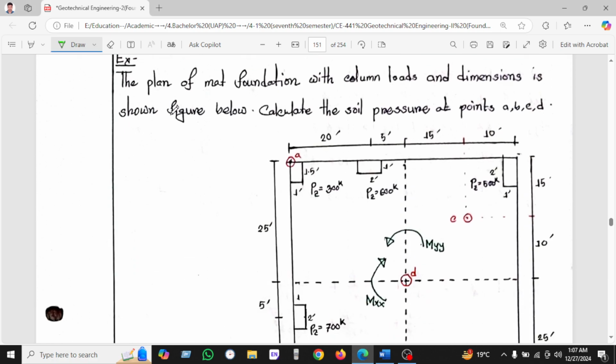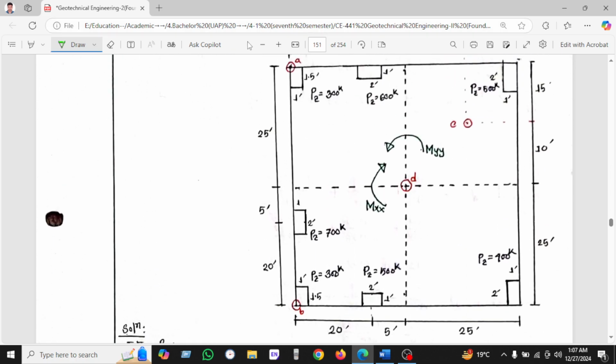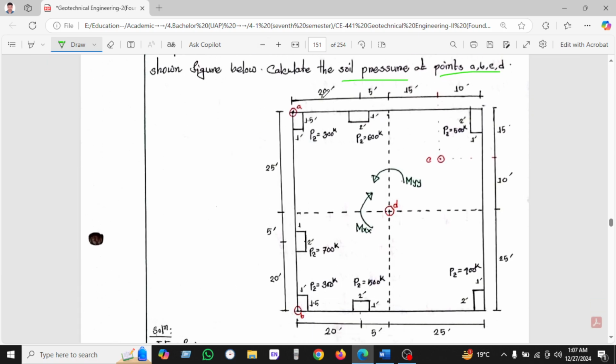So let's see the plan of the mat foundation with column loads and dimensions showing below. Calculate the soil pressure at points A, B, C. So you can see here, this is our mat foundation. 12 feet, 5 feet, 15 feet, 10 feet. Point A is here, point B is here, C is here, and D is here. And all the loads are given. We can see here 370, 300, 700, and 500, 600, 500, 600, 500.